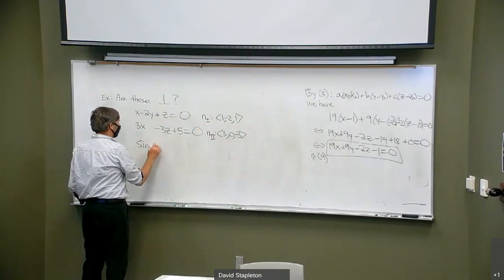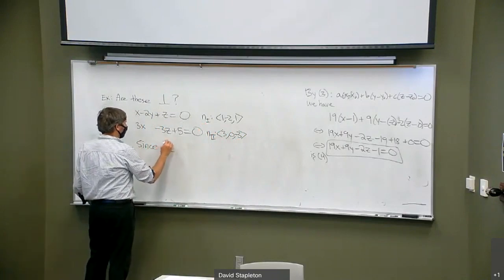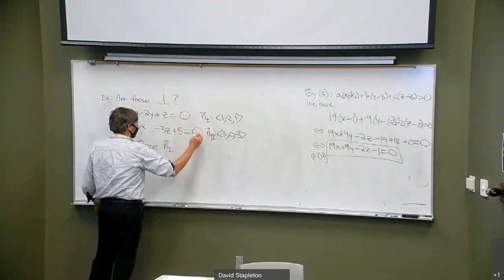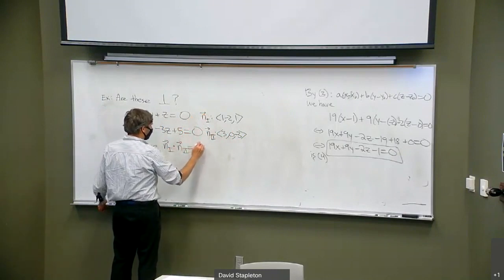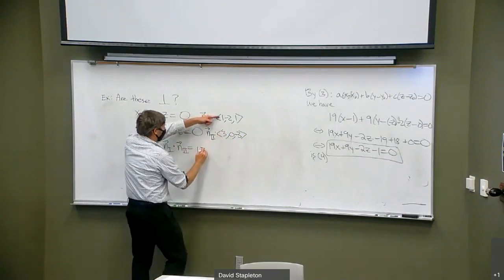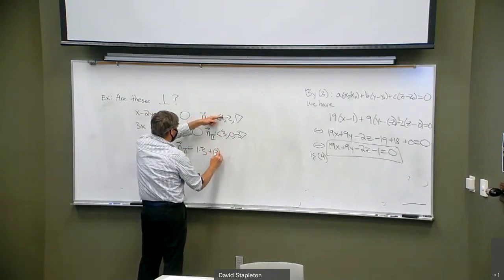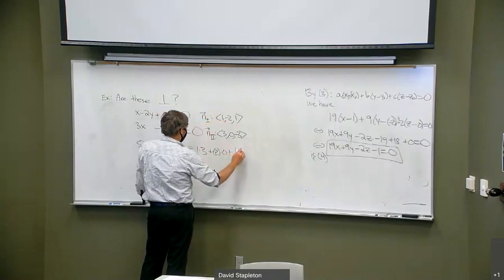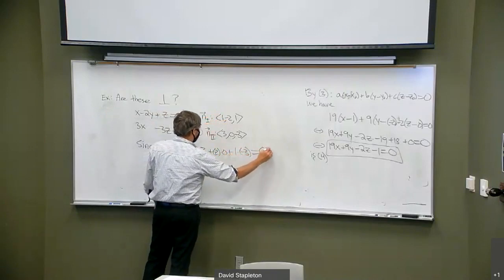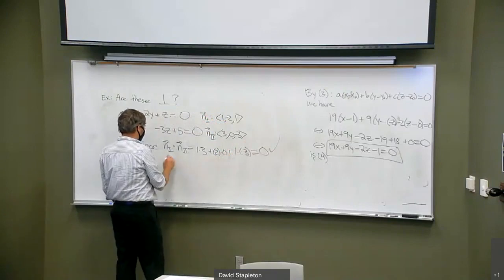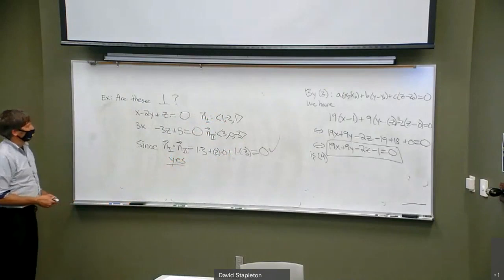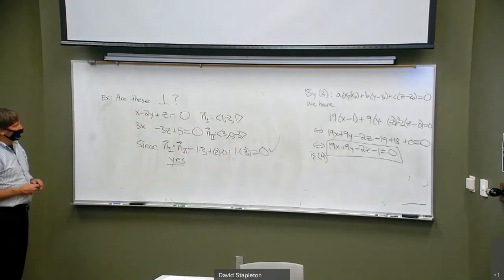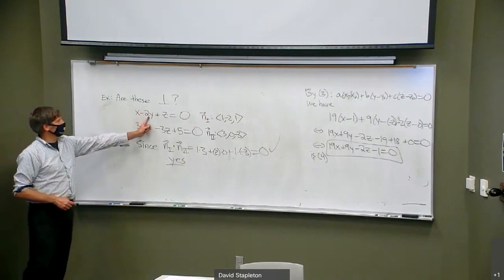Since n1 dot n2 is equal to, well, let's see, 1 times 3 plus minus 2 times 0 plus 1 times negative 3, in fact, is 0. Since the normals are perpendicular, yes, the planes are also perpendicular. That shows that it's easy to find a normal vector of the plane. You just read 1, minus 2, 1.